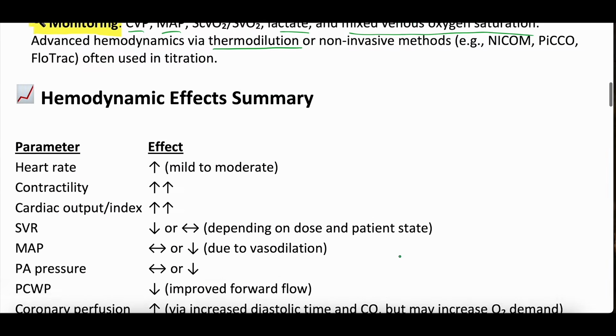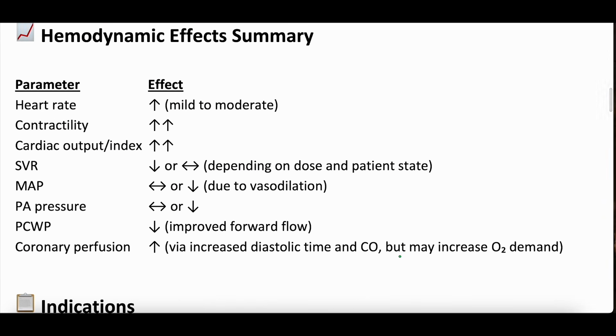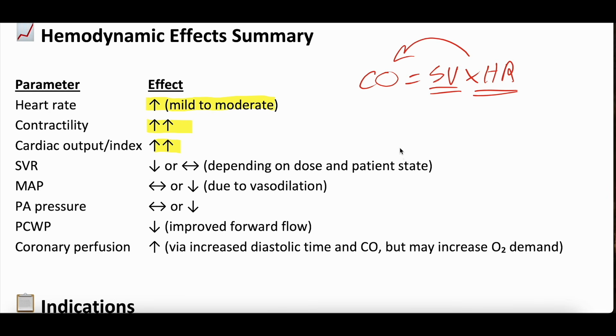All right, hemodynamic effect summary. So what does dobutamine do to your hemodynamics? Well, we know that it does increase your heart rate, it increases your contractility, and by doing so, it increases your cardiac output. As we know, cardiac output equals stroke volume times heart rate. So if you're increasing the heart rate and you're increasing the stroke volume through an increase in contractility, you're going to be increasing your cardiac output.